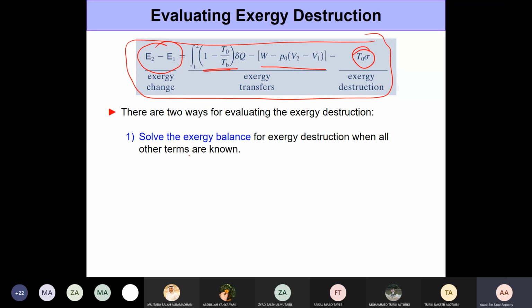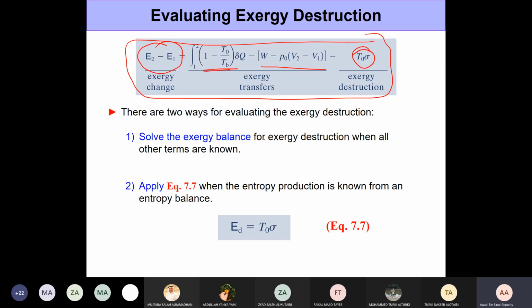Depending on what's given in the question, you can maybe select this way to do it. There's another way to do it, which comes from the entropy generation. So Exergy destruction is also equal to simply T naught times entropy generation, and T naught is the absolute temperature in Kelvin. For this, all you need to do is to apply entropy balance and calculate entropy generation.